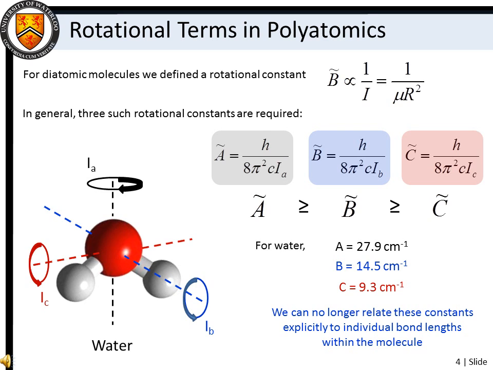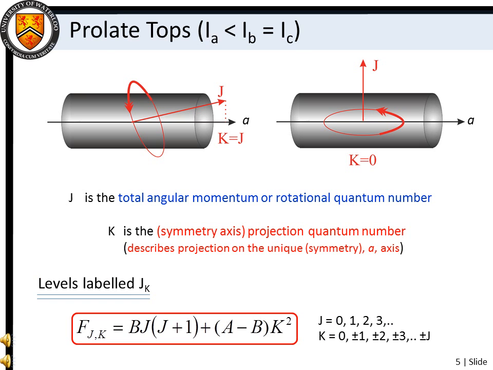Here, however, rotational constants no longer explicitly relate to individual bond lengths, since bonds are not typically aligned directly along or perpendicular to the A, B, or C axes for polyatomic species. Still, through measurement of rotational spectra, molecular moments of inertia can be deduced, which in turn may be used to precisely determine molecular geometry. For symmetric top molecules, two of the moments of inertia are equal, which means only two rotational constants are required to describe rotational energy level structure. For prolate top molecules, where I_B equals I_C, we use the A and B rotational constants.